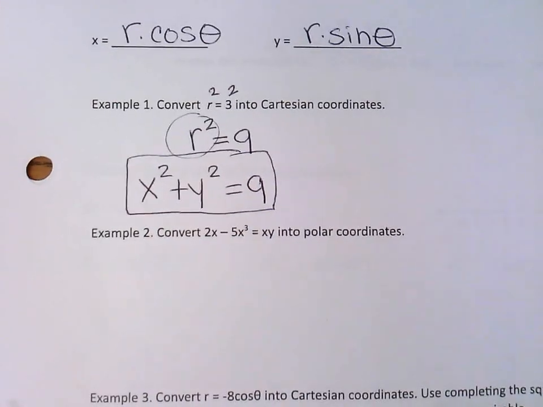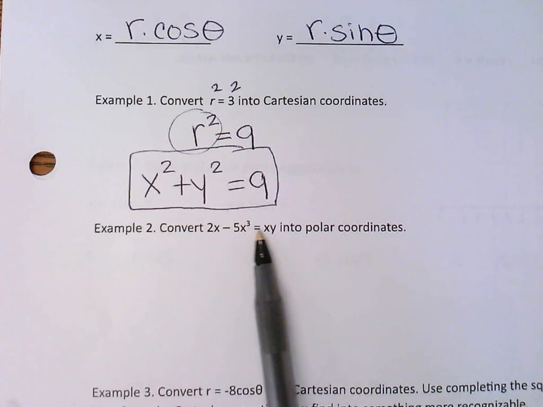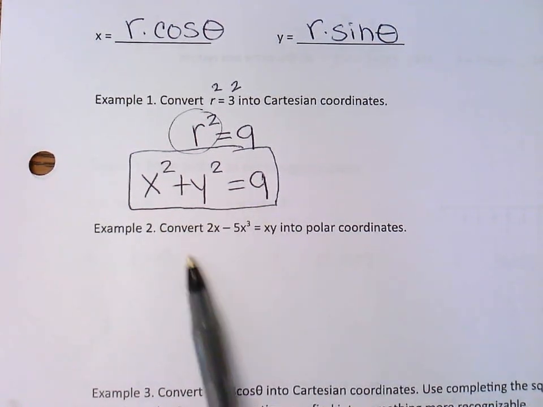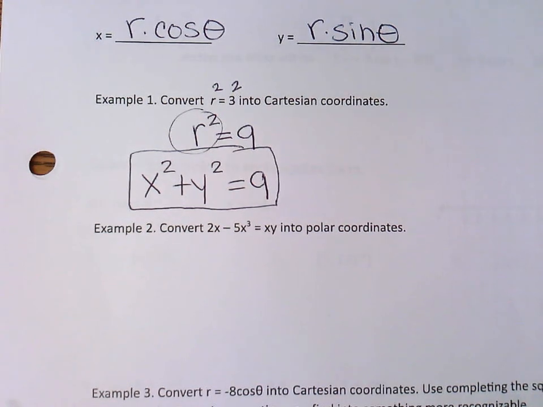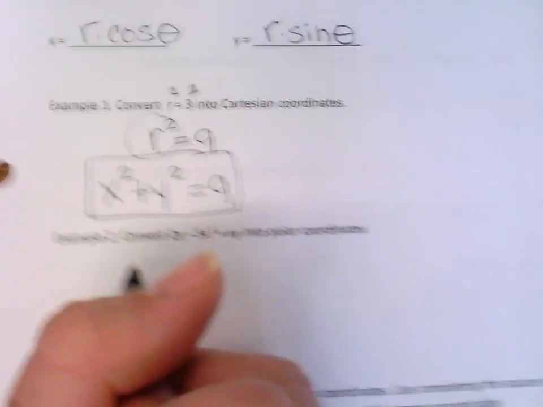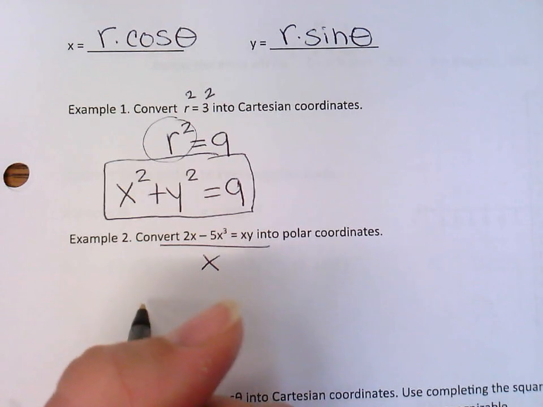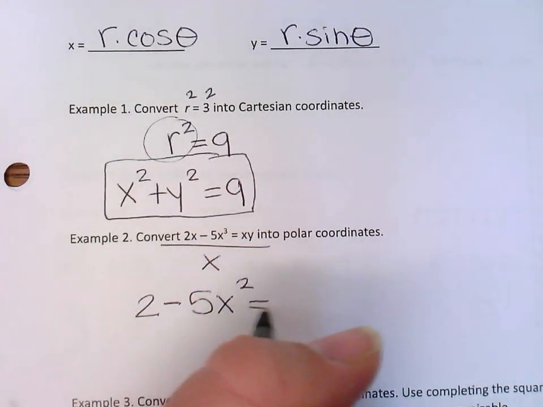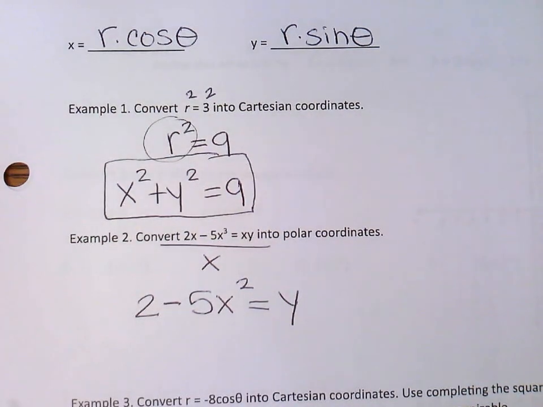All right, so this looks really ugly right now. How would I convert this whole thing into polar coordinates? You could maybe simplify it by dividing both sides by x. So let's do that as our first step, I guess. So if I divide everything by x, I would have 2 minus 5x squared equals y. So I'm getting somewhere.